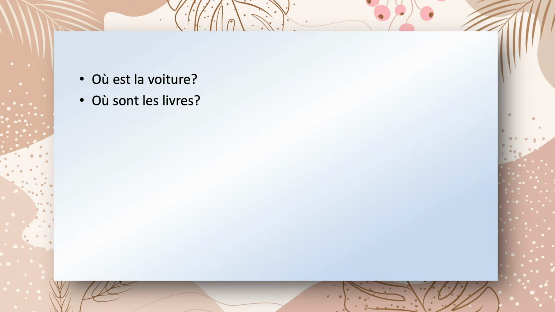Où sont les livres? Dans une maison, où sont les livres? In a house, where are the books kept? Where are the books? Les livres sont à la bibliothèque ou dans le salon. The books are either in the study or in the drawing room.